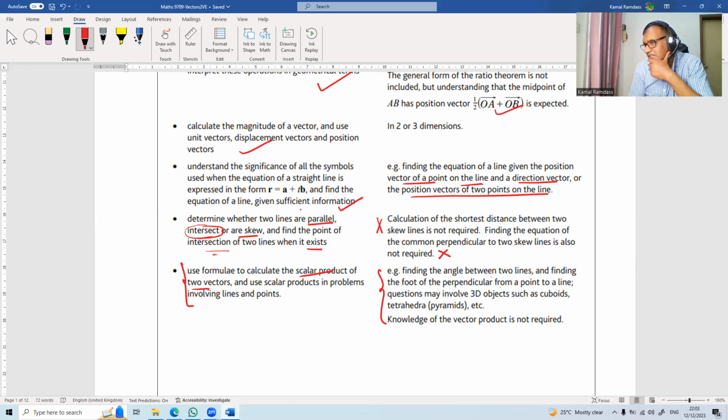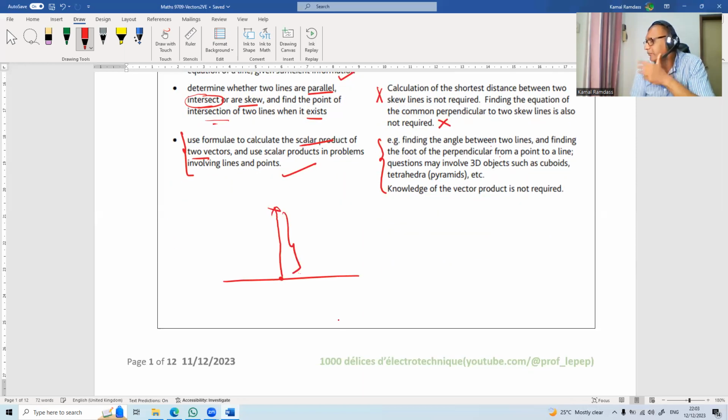Bon, maintenant nous sommes ici. Nous disons que nous finissons de faire scalar product. Finding the angle between two lines and finding the foot of the perpendicular from a point to a line. Okay, finding the angle between two lines and finding the foot of the perpendicular distance from a point to a line. Moi, je vais traiter ça dans une question d'examen. Je vais make sure qu'il y a une ou plusieurs questions d'examen qui traitent ça dans la prochaine vidéo.